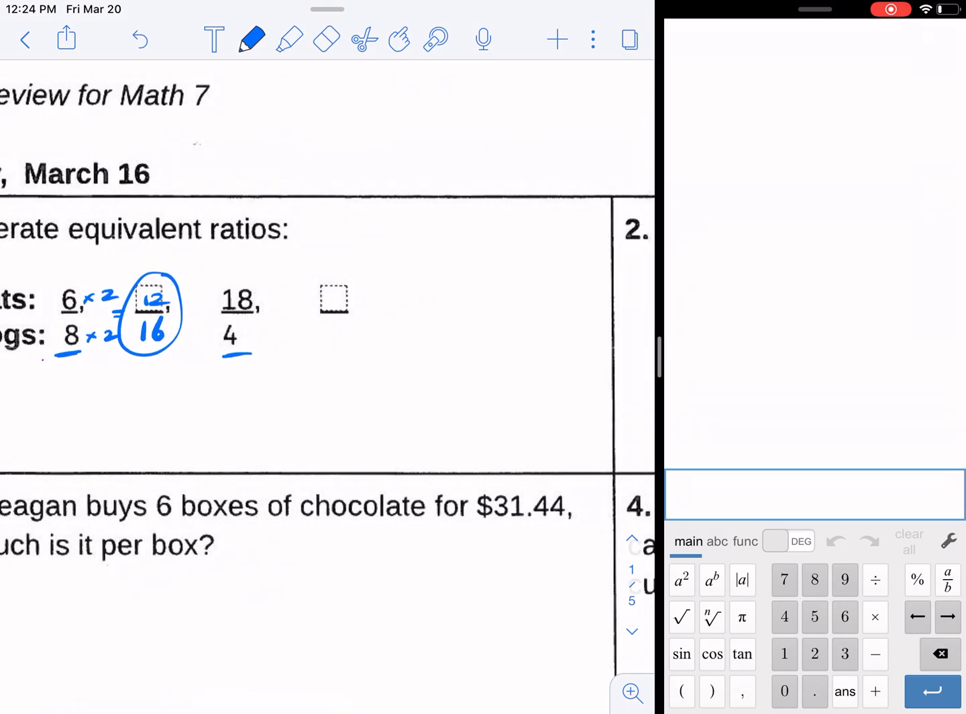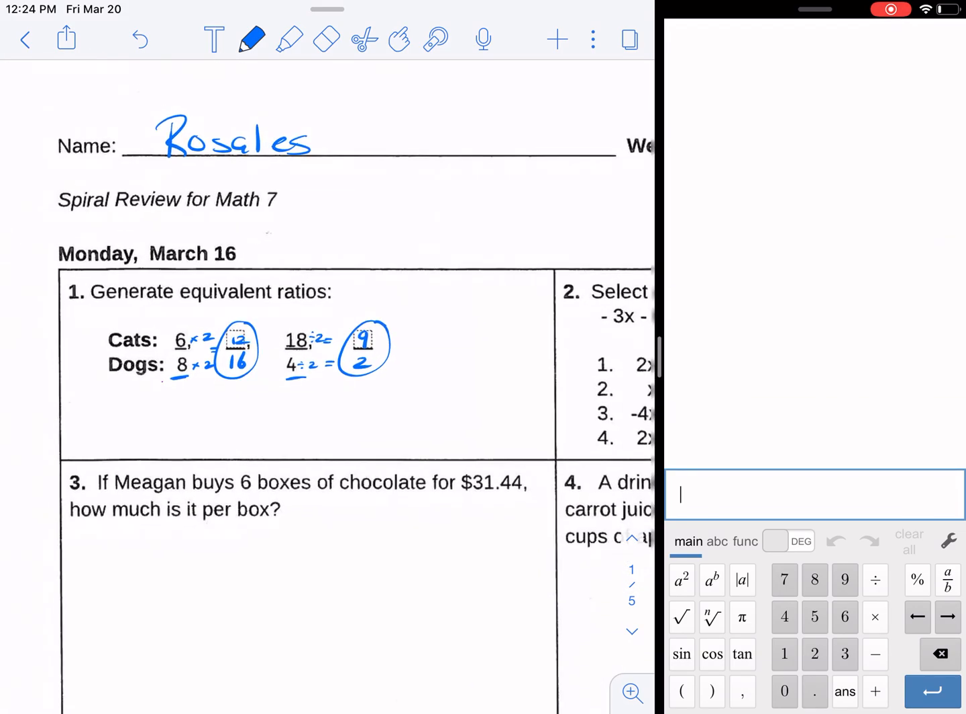This second one right here, 18 over 4, well, whatever you want to do, we can divide this on top and bottom by 2. And you get 18 divided by 2 is 9. 4 divided by 2 is 2. And there is an equivalent ratio. So that's the first one right there.